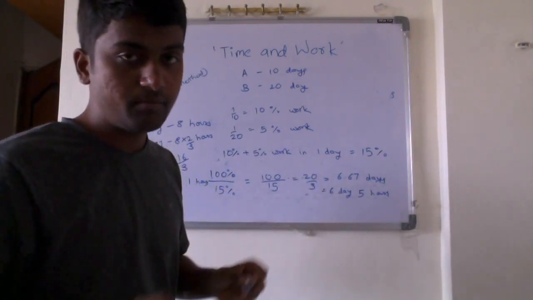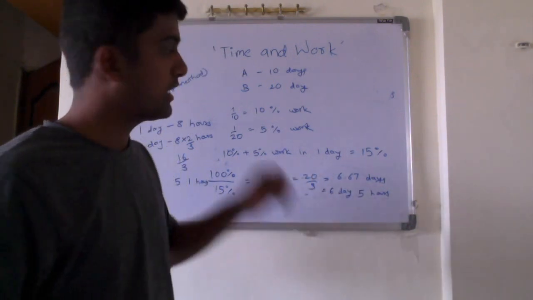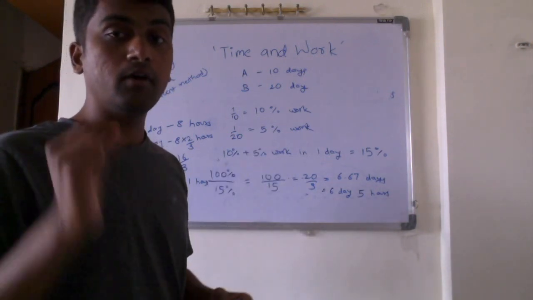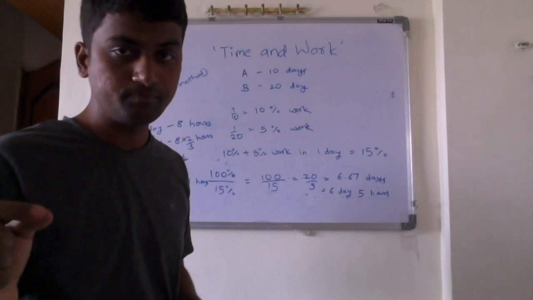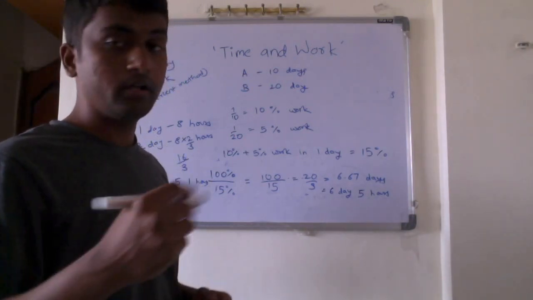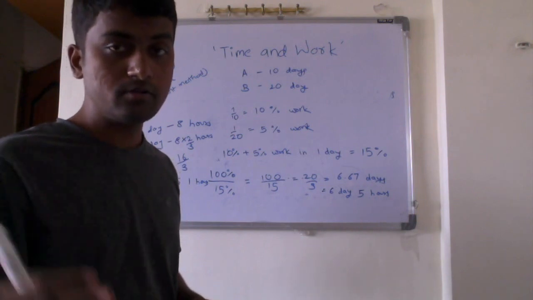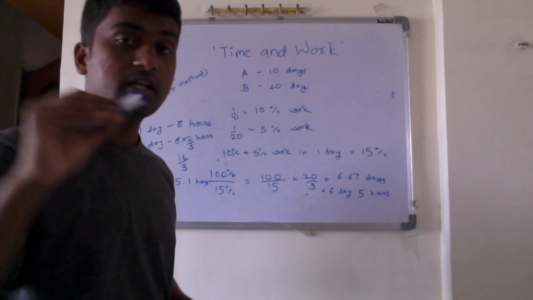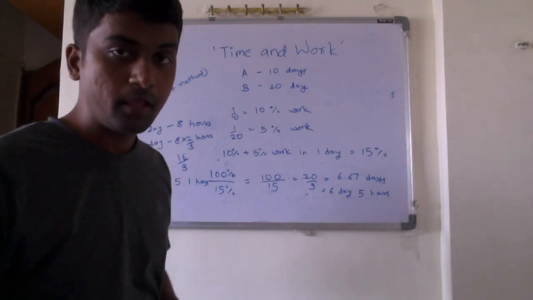Always remember that in time and work, if your answer is 6.1 or 6.2, the work is completed on the 7th day and not on the 6th day. So if in your multiple choices the options are 6, 7, 8 or 9, the answer is 7 and not 6.